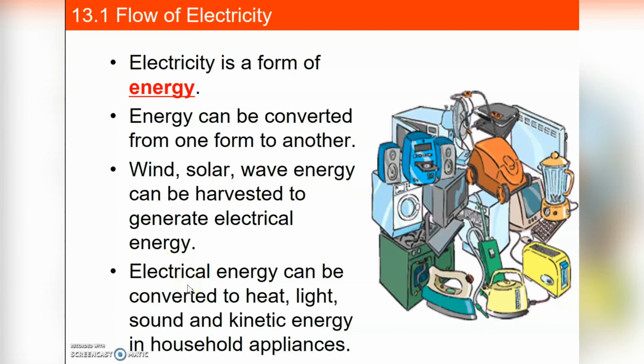And electrical energy can be converted to heat, light, sound, and kinetic energy in household appliances. For example, you have your cookers to produce heat to cook your food, your lamps or light bulbs to give you light energy to brighten up the house, your radio or MP3 players give you sound energy, even your TV. And your fans give you kinetic energy, for example.